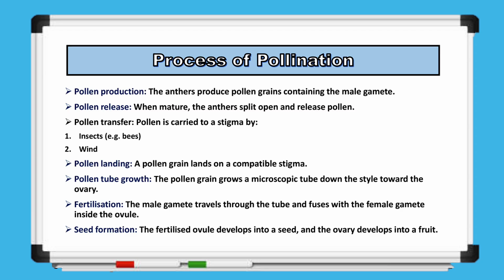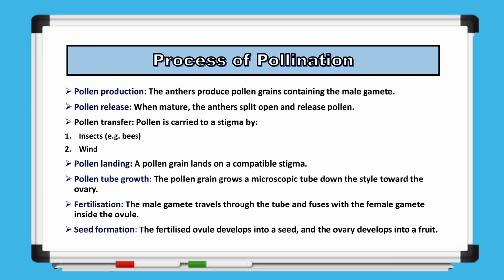First, pollen grains are produced in the anthers, and these pollen grains contain the male gametes. When the pollen is mature, the anthers split open and release the pollen. Next, the pollen is transferred to the stigma. This transfer can occur through agents such as insects like bees or through the wind. When a pollen grain lands on a suitable stigma, it begins the next stage of the process.